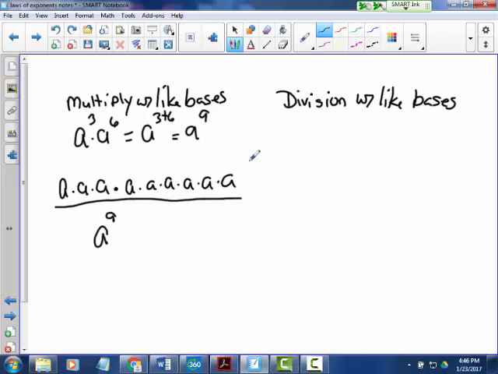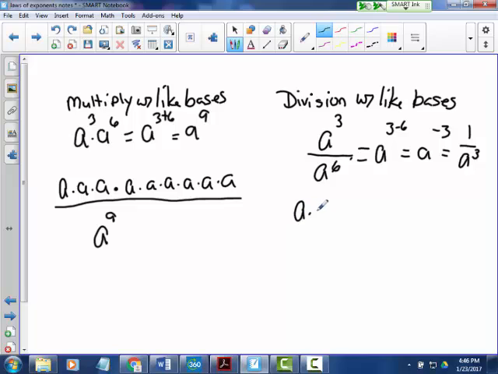And then division, let's say we had a to the 3rd divided by a to the 6th. Okay, and we would subtract, so a to the 3 minus 6, which equals a to the negative 3, which we said would be 1 over a to the 3rd. Okay. So why does that work?